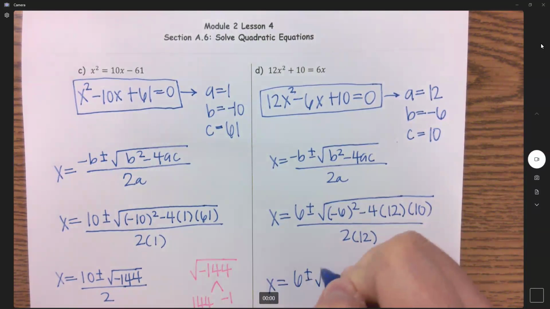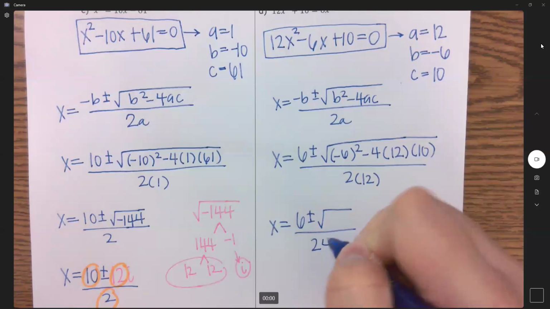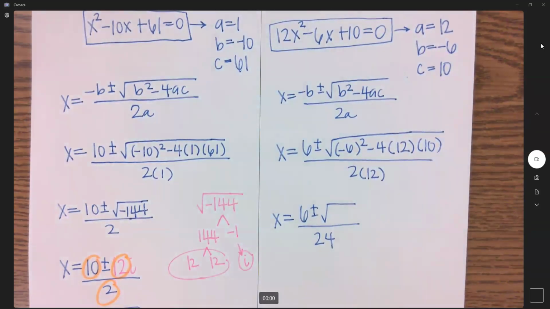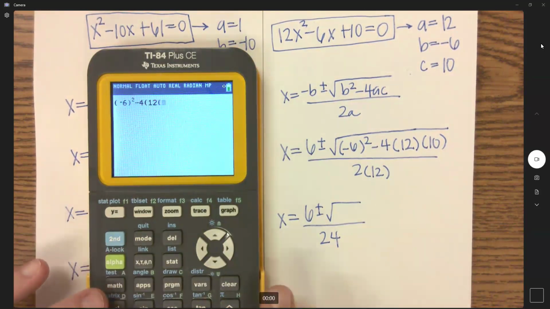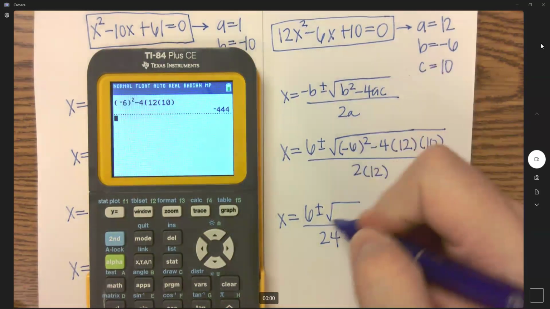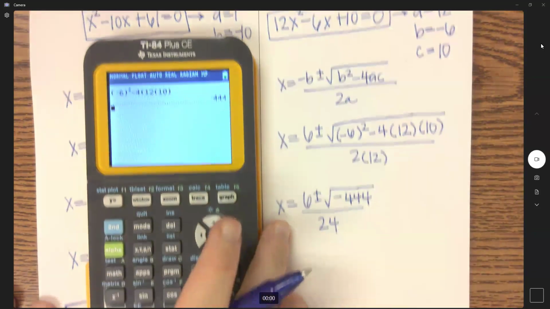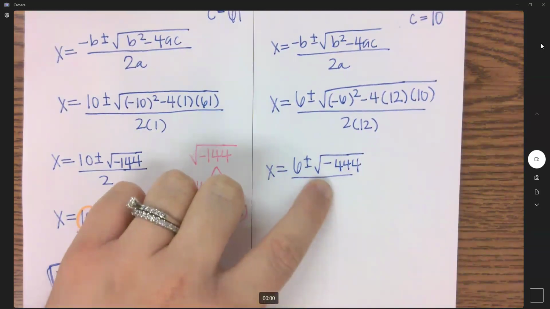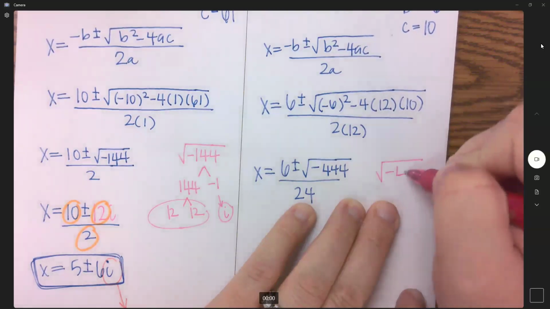So simplify this up. We'll figure out what goes under this radical. 2 times 12 gives me 24. And let's see what goes under my radical. We get negative 444. Okay. So let's break this down and simplify it. The square root of negative 444.